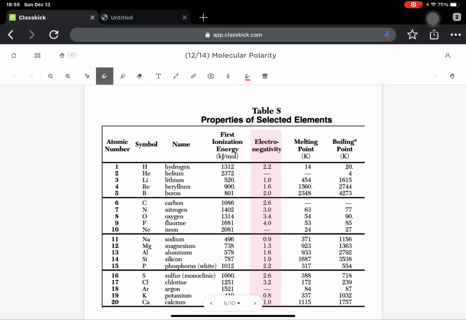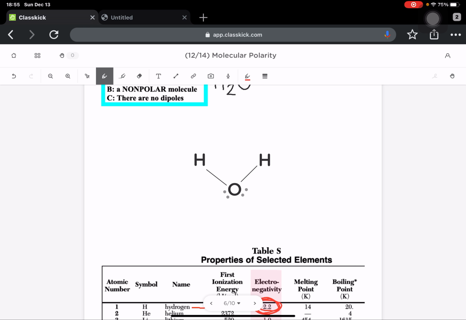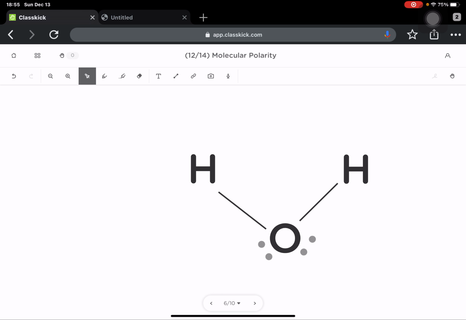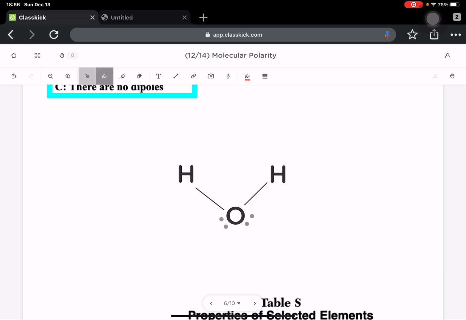All right, so in this molecule we have hydrogen and oxygen. So I find hydrogen, and that's 2.2. I do oxygen, and that is 3.4. So it looks like oxygen is the winner here, right? It said higher electronegativity. So now I'm going to draw my arrows. Higher electronegativity would be oxygen, so my arrow should be pointing towards oxygen.